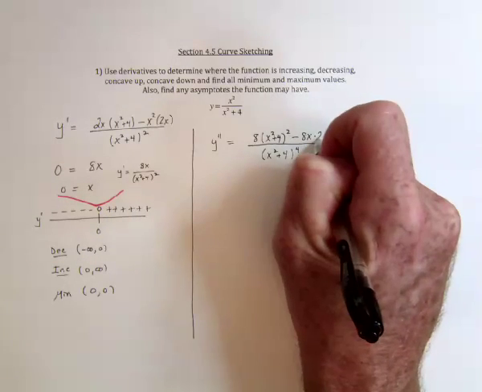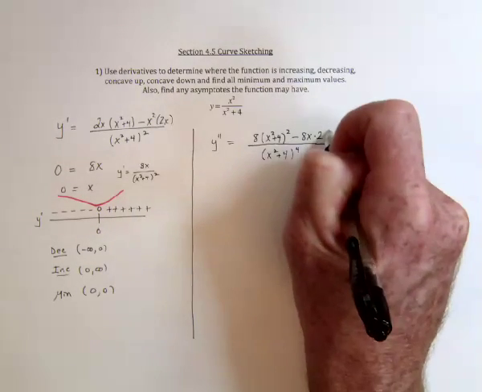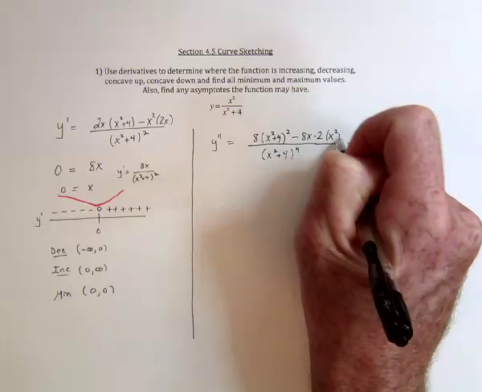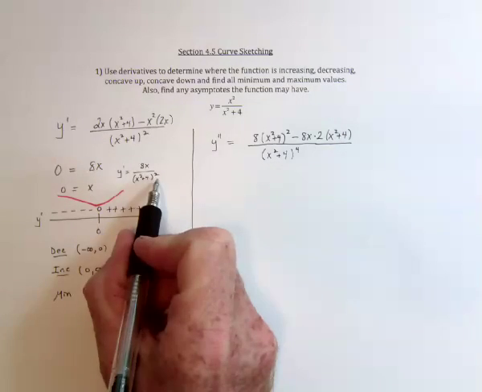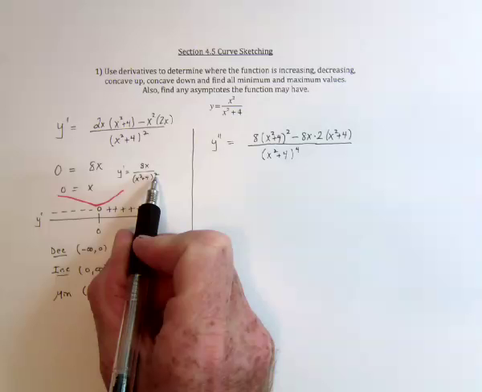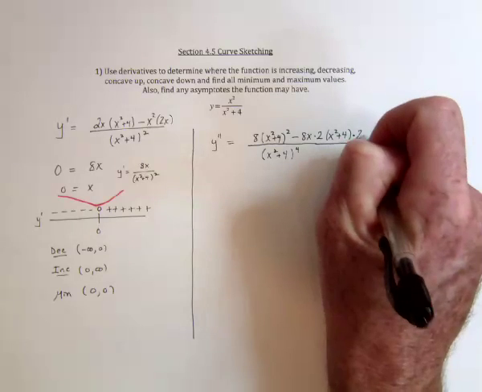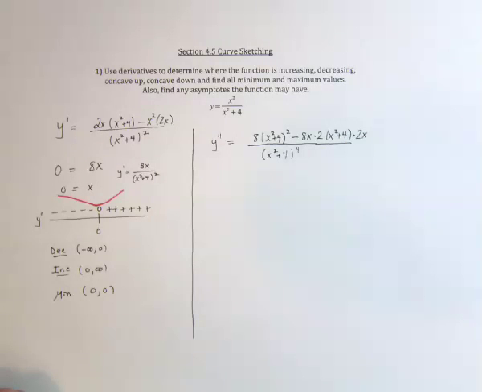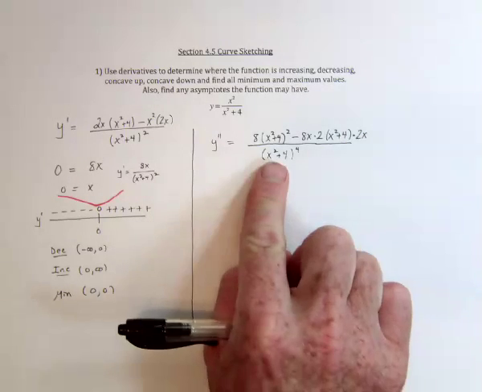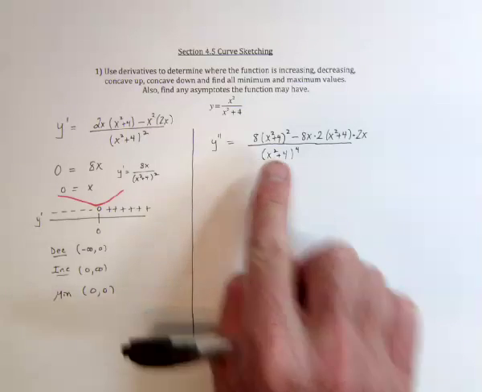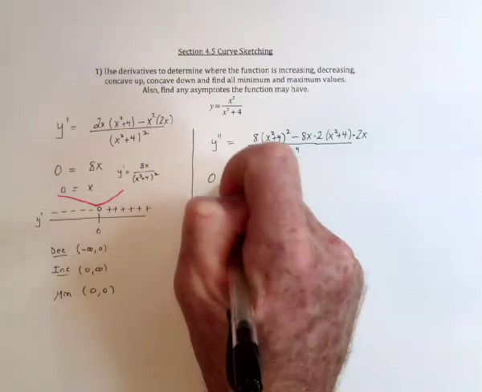So that's going to be a 2 brought down in front and multiplied. In the parentheses, x squared plus 4. Now subtract 1 from this exponent, and then the chain rule says take the derivative of the inside. And like last time, there's no place where it's undefined. We just need to find out where it equals 0.